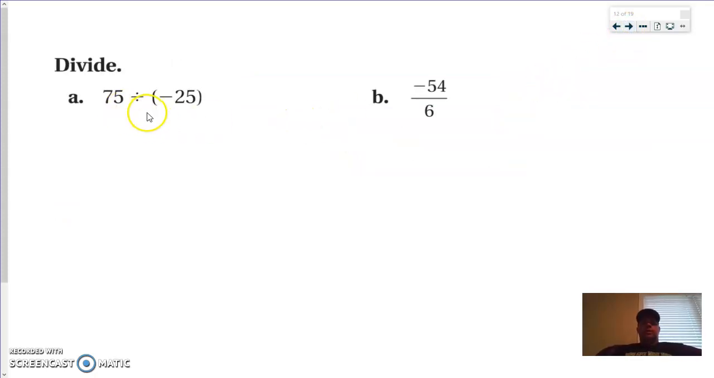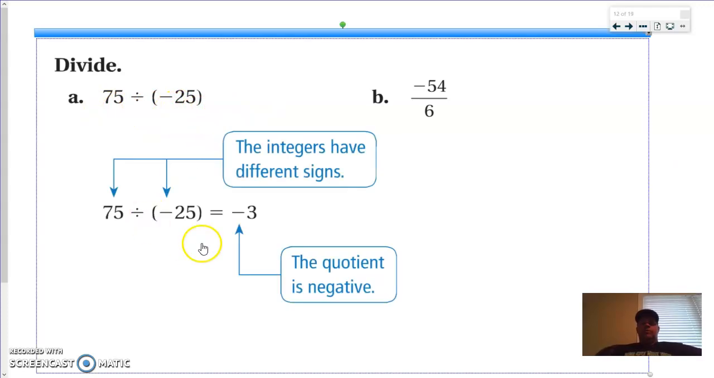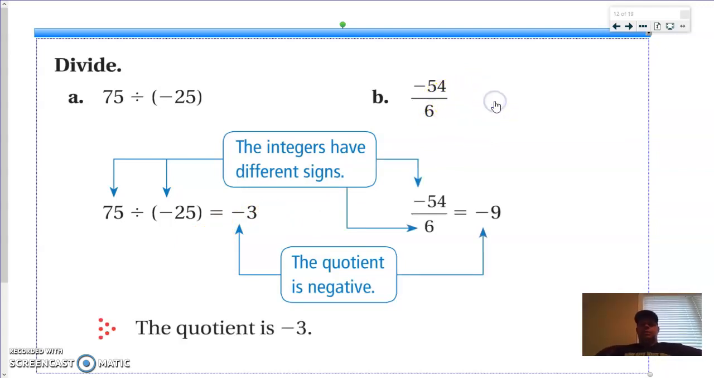When you divide 75 divided by negative 25, I see different signs. So that means that my answer will be negative. When I have different signs, I get negative 3. How many 6's are in negative 54? I have different signs again. So that tells me that the answer is negative 9.